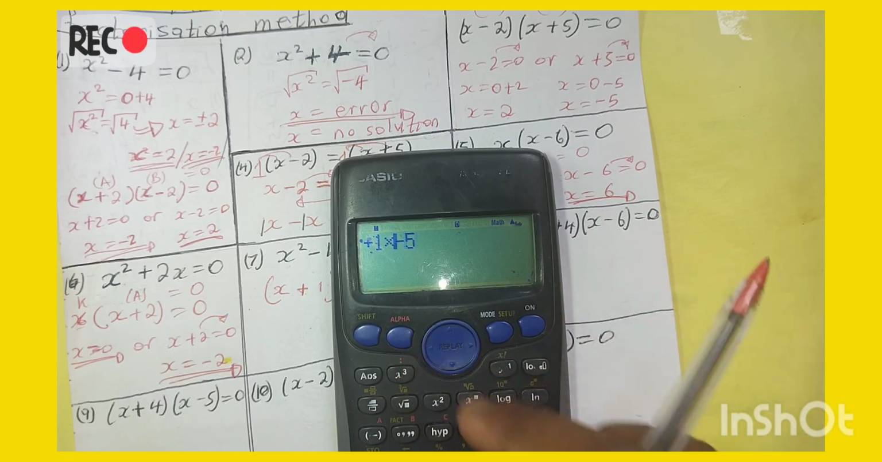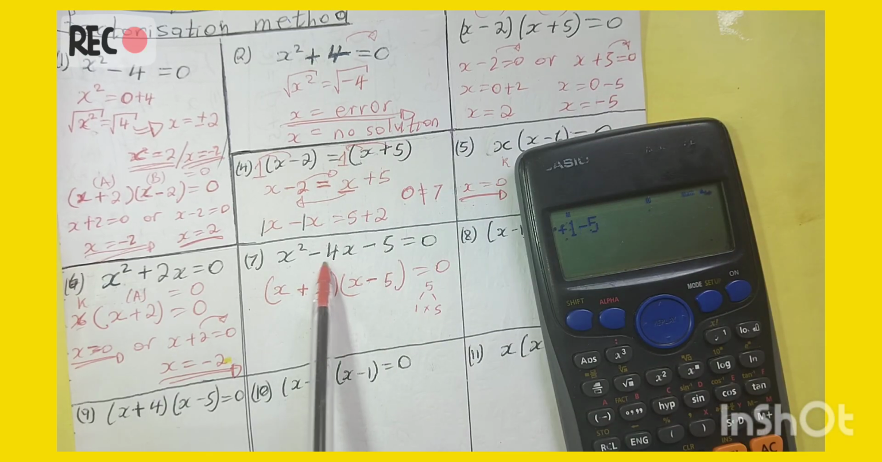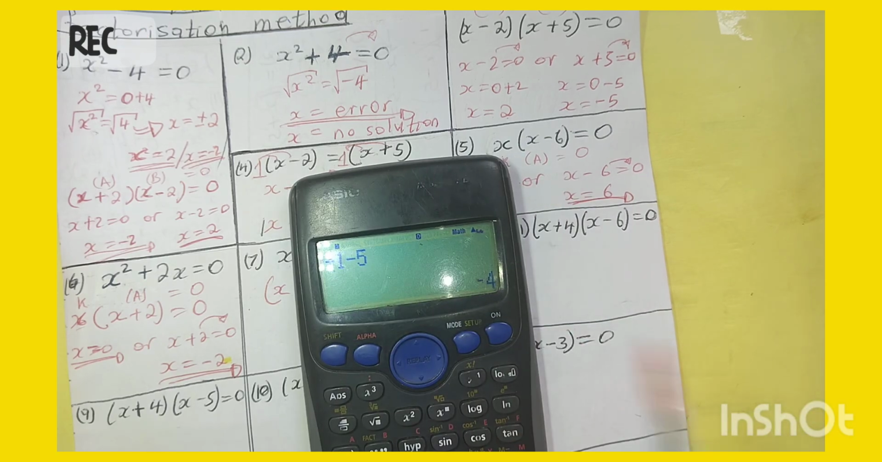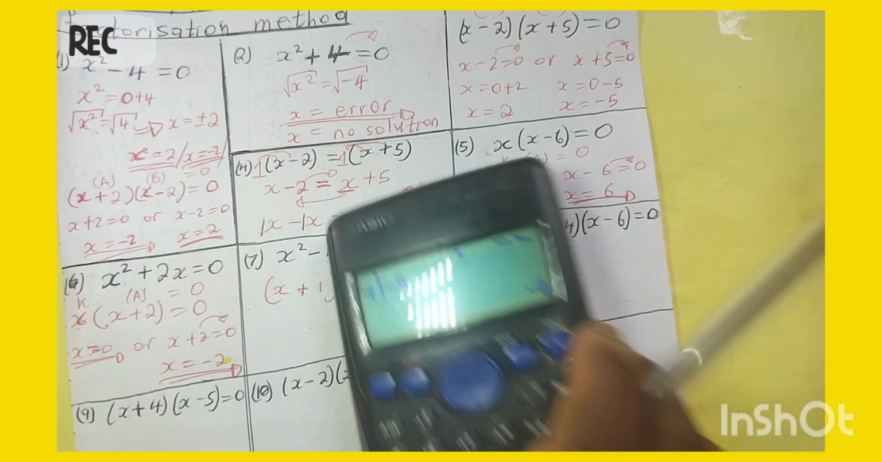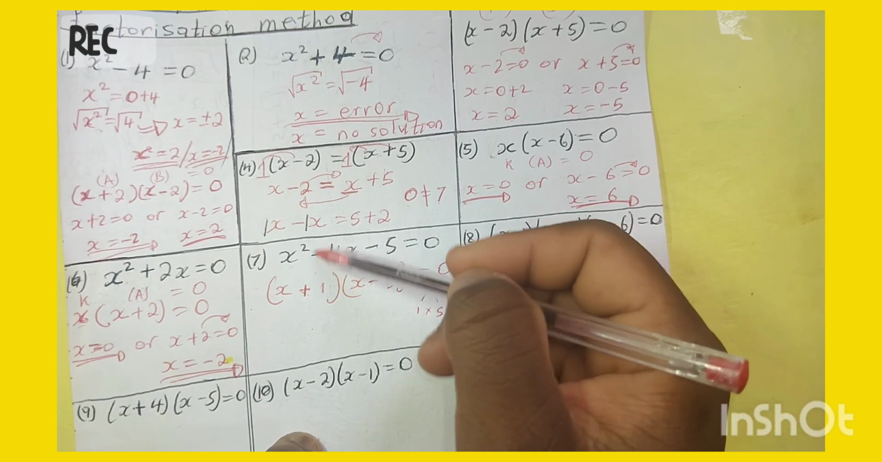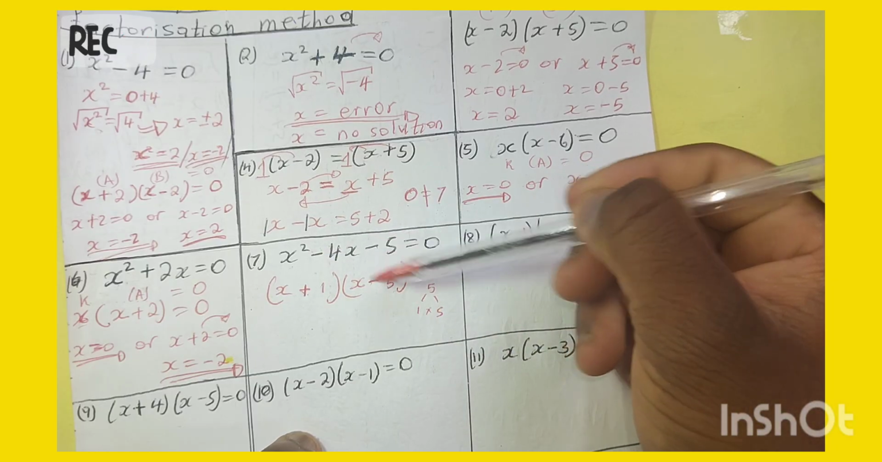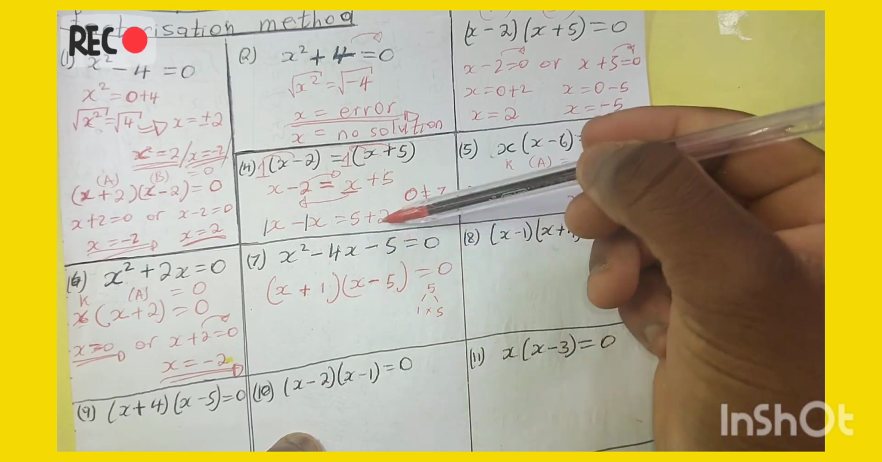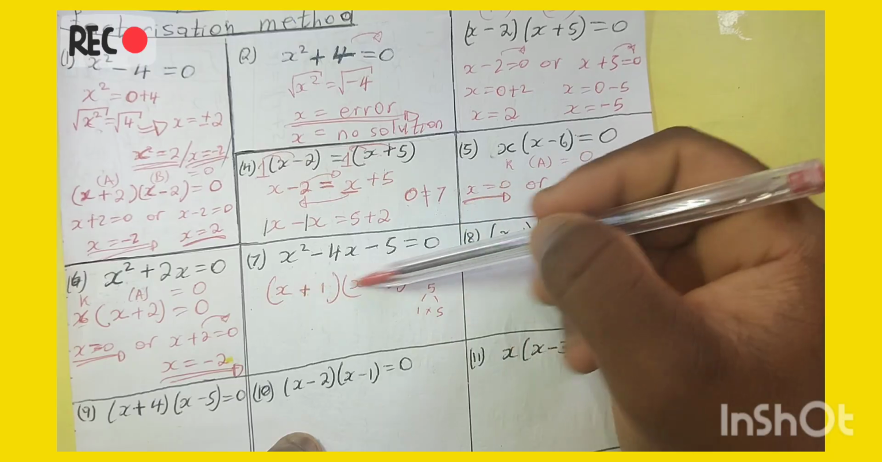But now when you add them, you should get 4 there. Just like this. Do you see this thing? Yeah. So the bigger factor takes the sign of the middle term. If you see negative, they will have different signs. But if you see positive, they will have the same sign there.